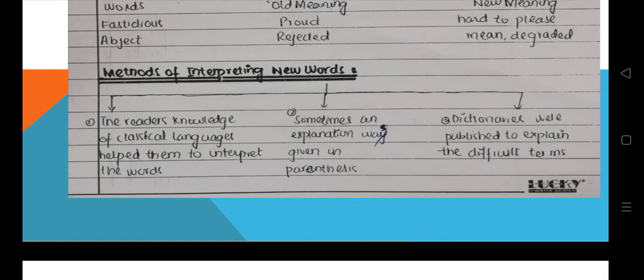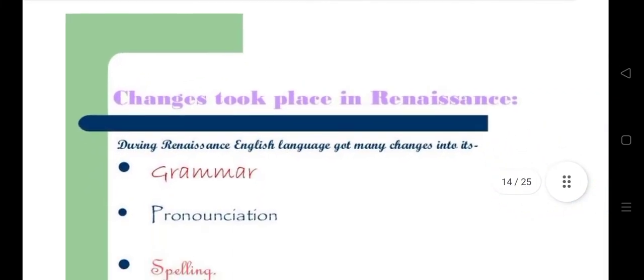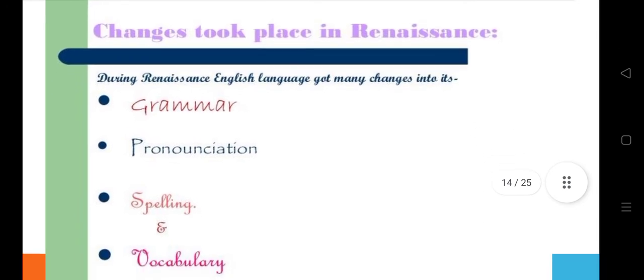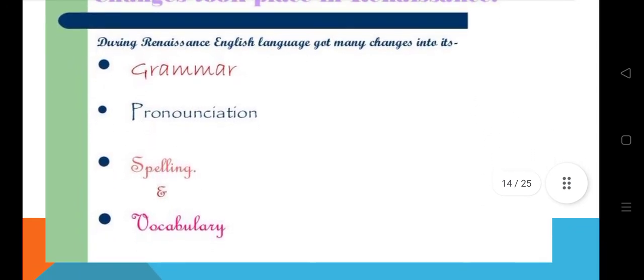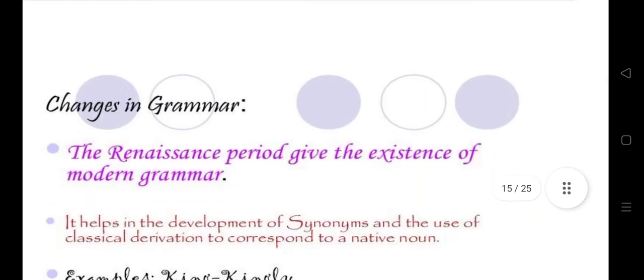Now, methods of interpreting new words. The reader's knowledge of classical languages helped them to interpret the works, and sometimes an explanation was given in parentheses, and dictionaries were developed. We'll see all of this development in language as well. So changes took place in the Renaissance. The English language got many changes in its grammar, pronunciation, spelling, and vocabulary as well.